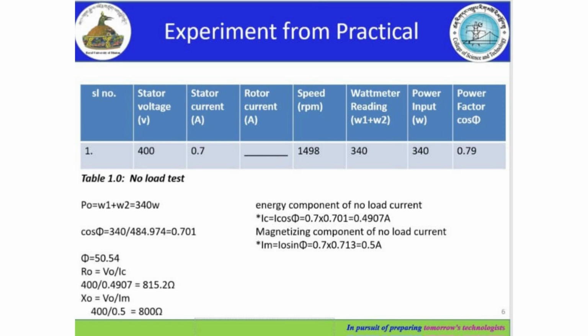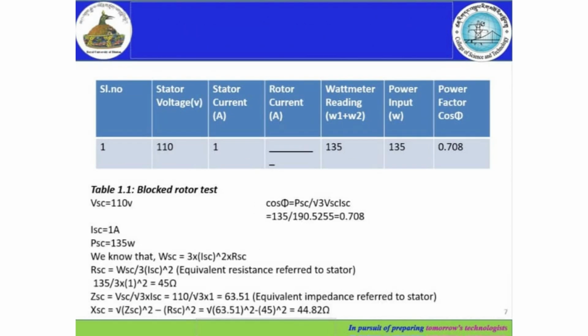Then after getting the value of IC and Im, we can calculate the R naught and X naught. R naught, which is given by the V naught divided by IC, and by substituting the value of V naught and IC, we get R naught as 815.2 ohm, and then X naught, which is equal to the V naught divided by Im. By substituting the value of V naught and Im, we get X naught as 800 ohm. Then regarding the second table, it gives the data on the block rotor test.